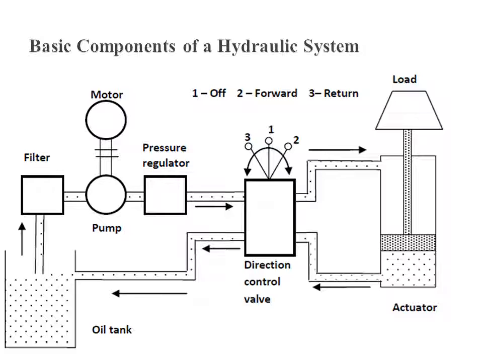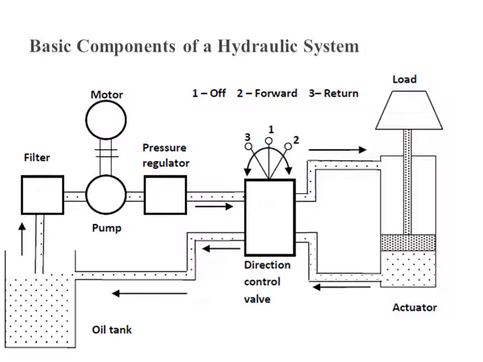Then we use a pump to pump the oil, and this pump is run with the help of a motor. So we can increase the pressure here, right? The pump is basically increasing the pressure of the oil, and this first goes to the pressure regulator where we control the pressure, right? And then it moves to the direction control valve. The direction control valve is basically used to control the forward direction or the reverse direction of the fluid, right?